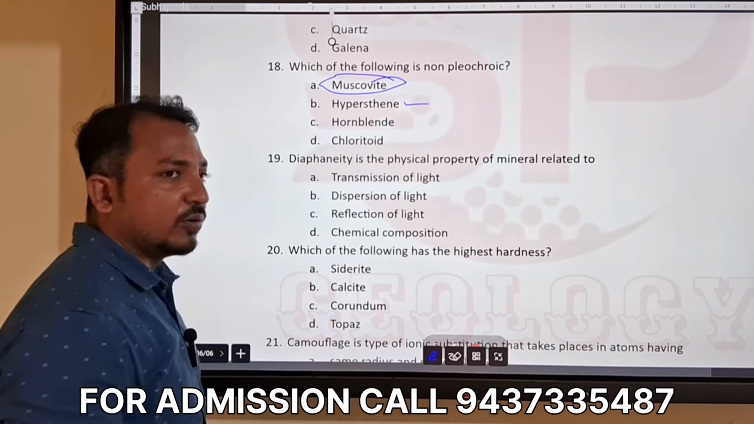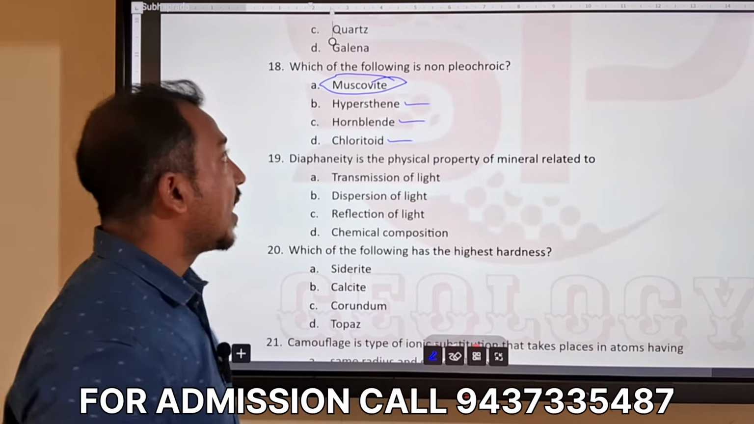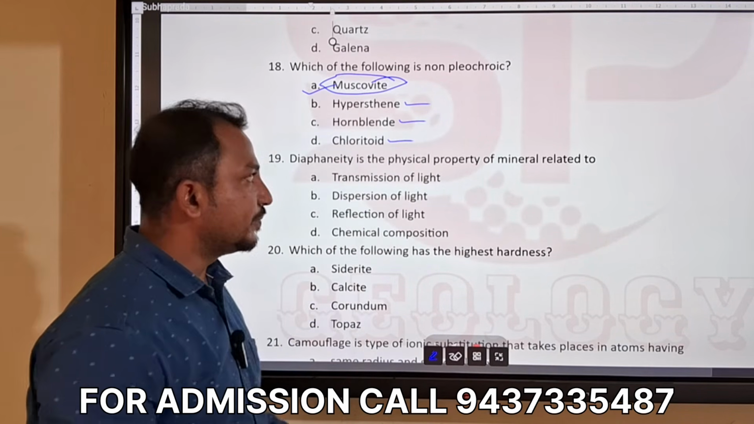Hypersthene belongs to orthopyroxene, it is pleochroic. Hornblende is pleochroic. Chloritoid is pleochroic. So the answer will be muscovite.